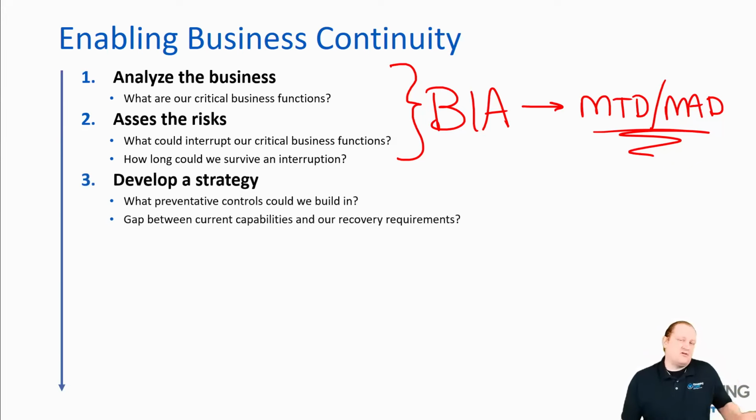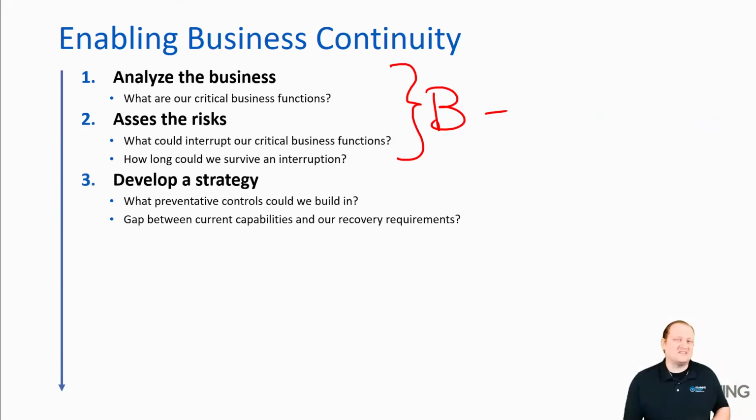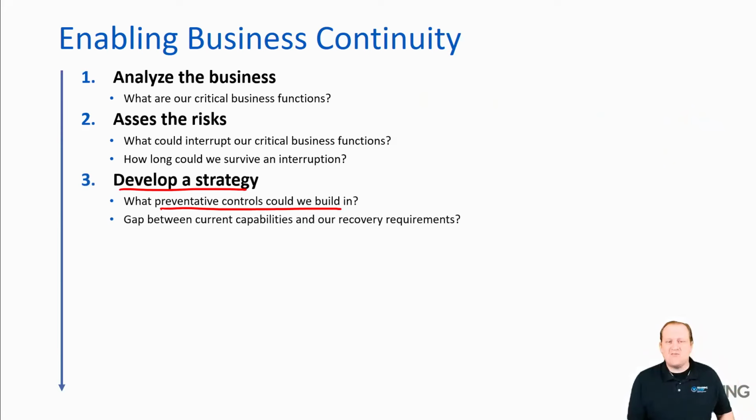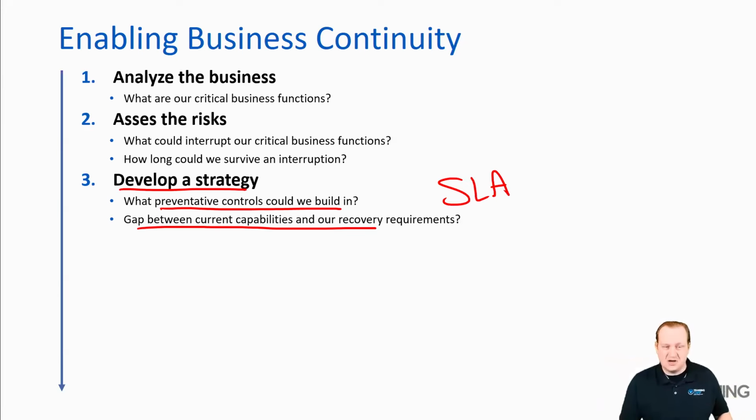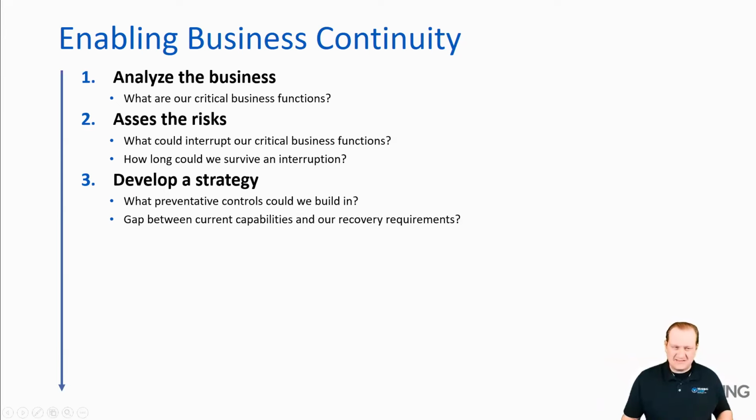But you've got to look at those timers. That really affects the strategy. Select the strategy. What preventative controls can we build in? Is there a gap between our current capabilities and our requirements or expectations? Hey, we might have contracts, service level agreements that say you cannot be offline for more than X number of hours. Oh, that might even be less than the MTD. Lots of other things might help affect this, but mainly it is those metrics that we determined up top, and we start to put together a bit of a strategy.